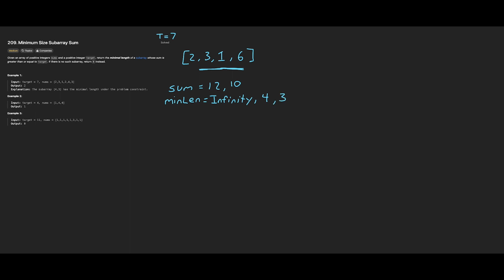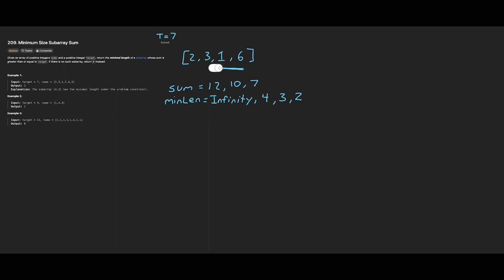And because sum, which is 10, is still greater than or equal to 7, what we'll do is we will slide this window one more element and remove 3 from the sum, leaving us with 7. Is 7 greater than or equal to our target, which is 7? Yes, it is. It is equal to 7. So we will count up the length of our current subarray, which is 1, 2, and we will set that as our min length because 2 is less than 3. So we'll set our min length to 2.